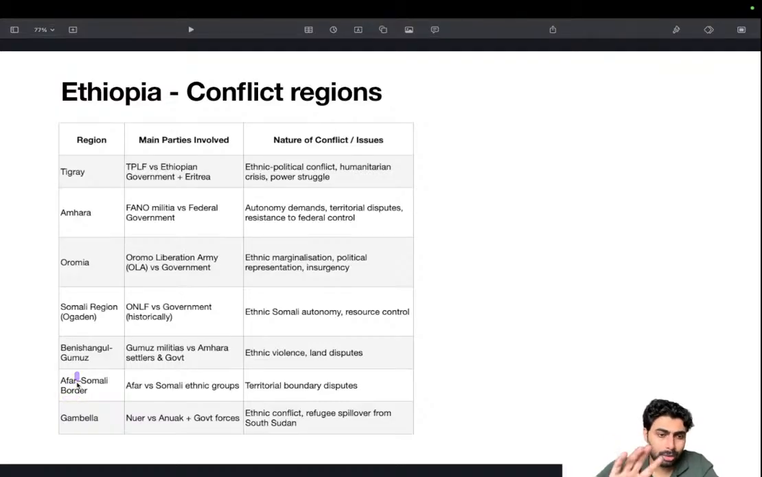Darfur is in Sudan. Don't confuse it. Then Gambela. Just have an idea about this. Don't go into the details. I wouldn't recommend it. If you are interested, just listen to some documentaries. That's it. It helps you write good answers in essay or in ethics. Also, you could bring in some case studies. Other than that, they are not directly relevant in prelims.